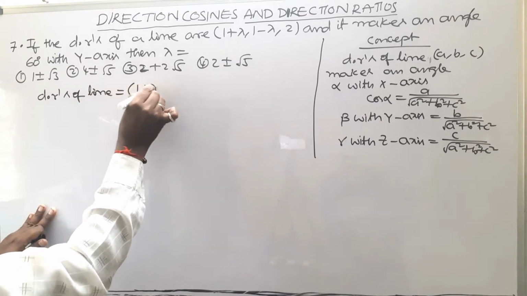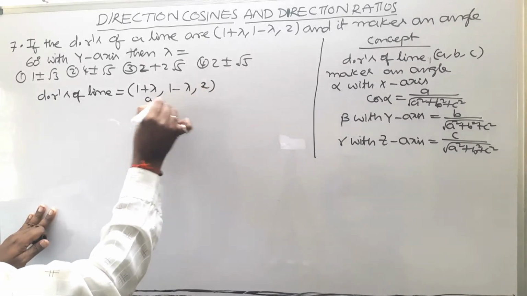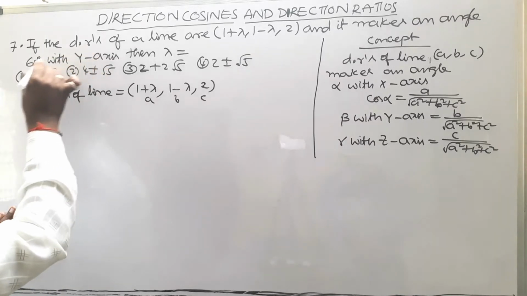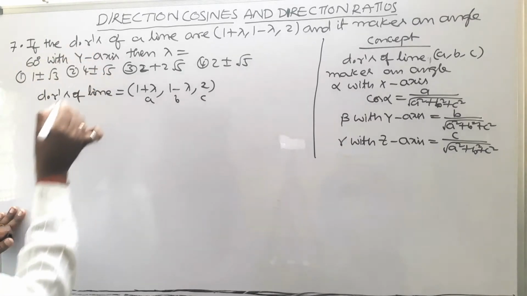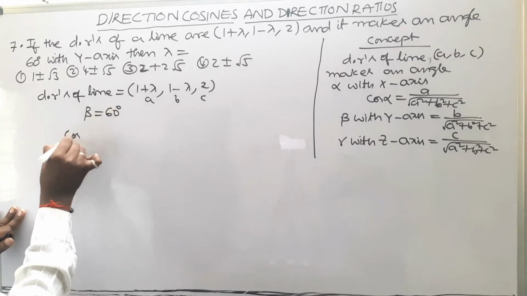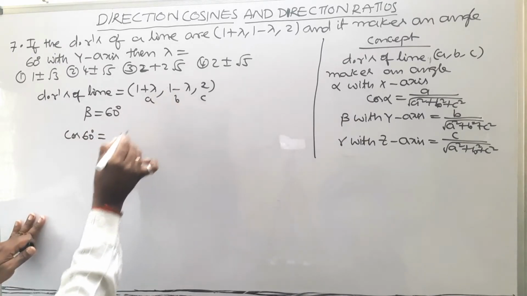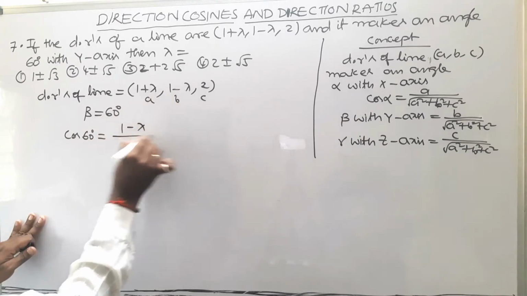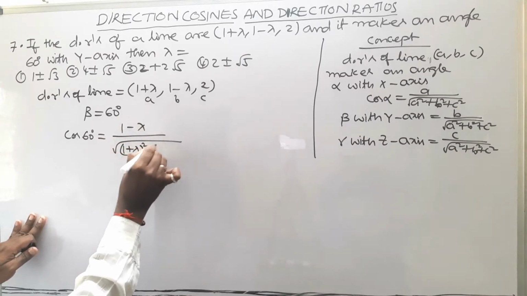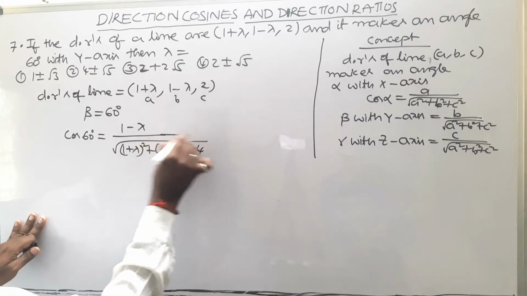DRs of the line: 1 plus lambda, 1 minus lambda, 2, which are a, b, c. Here beta is given as 60 degrees. The line makes an angle of 60 degrees with the y-axis, so cos 60 degrees is equal to b by root of a square plus b square plus c square, that is, 1 minus lambda by root of (1 plus lambda) whole square plus (1 minus lambda) whole square plus 2 square.